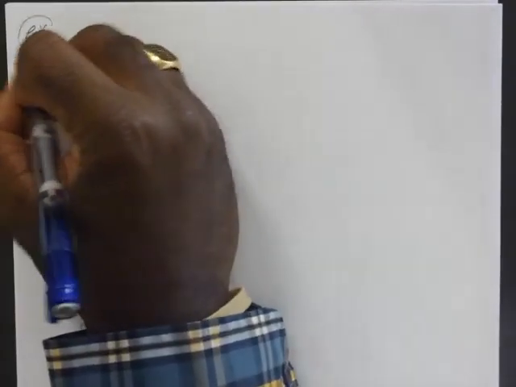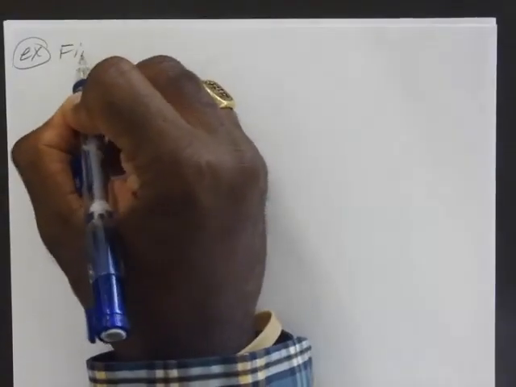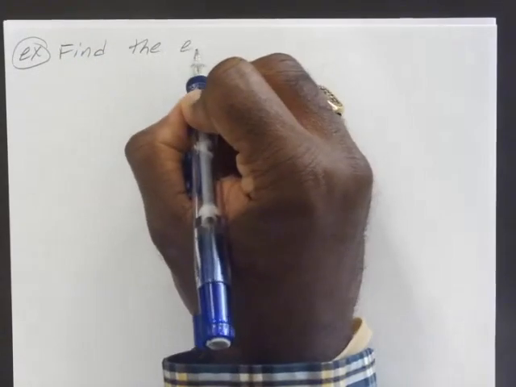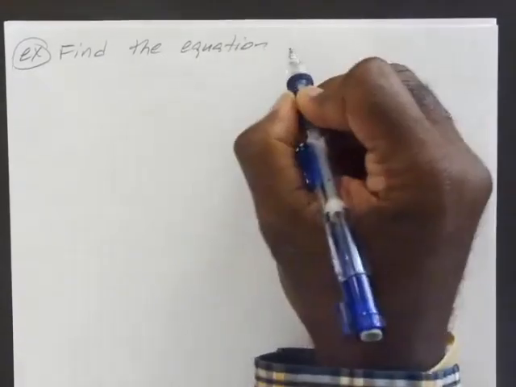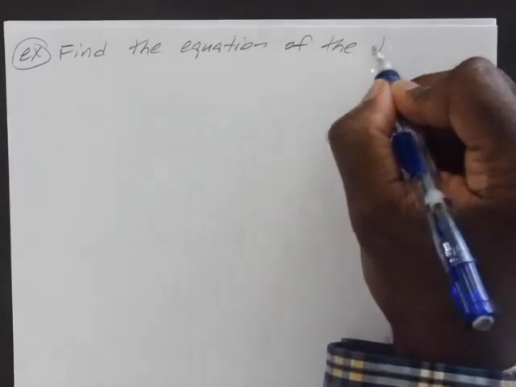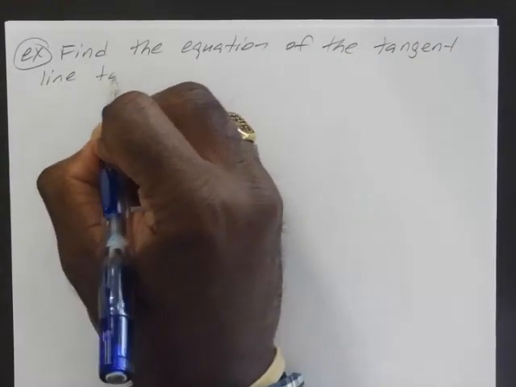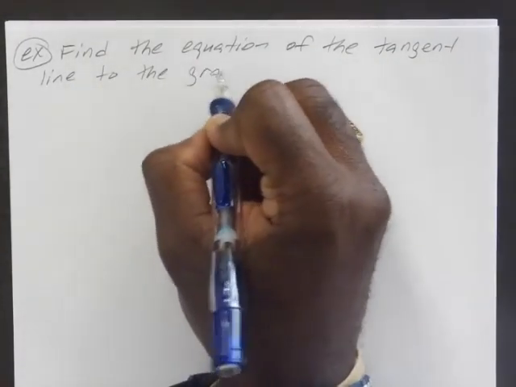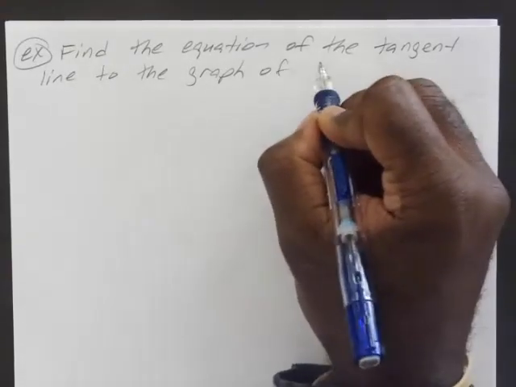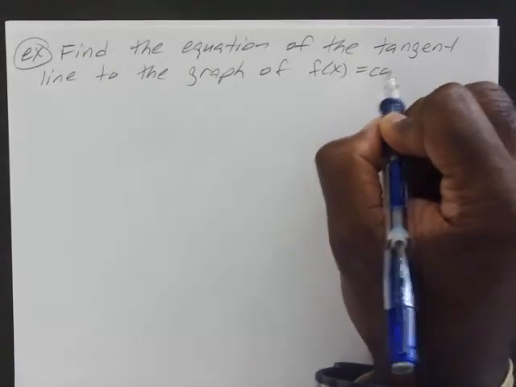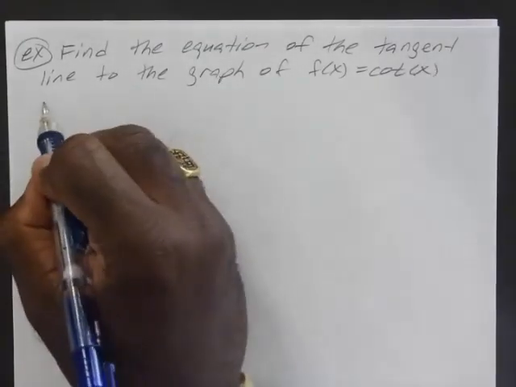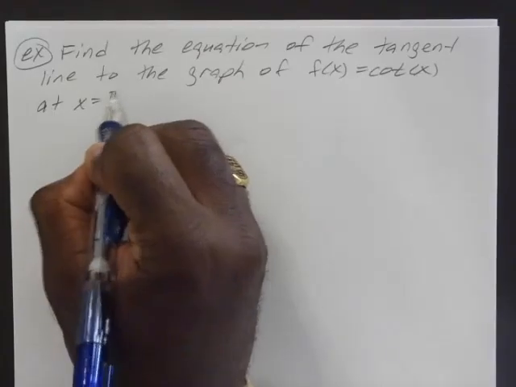All right. So let's say you want to find the equation of the tangent line. So the graph of f of x equals cotangent of x at x is equal to pi over 4.